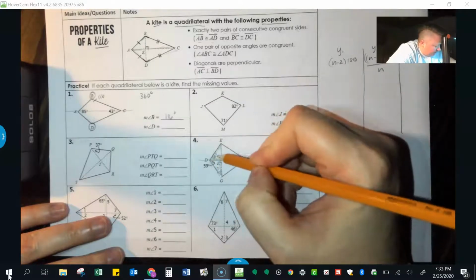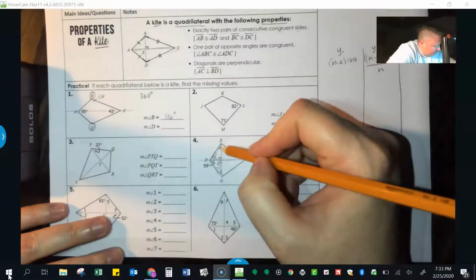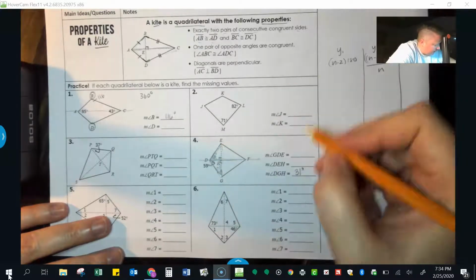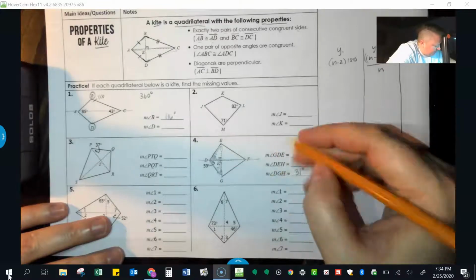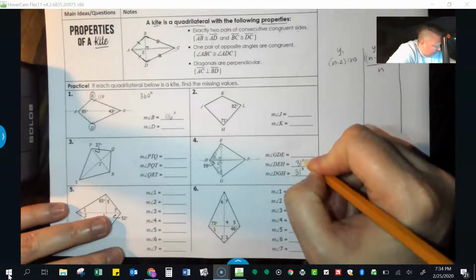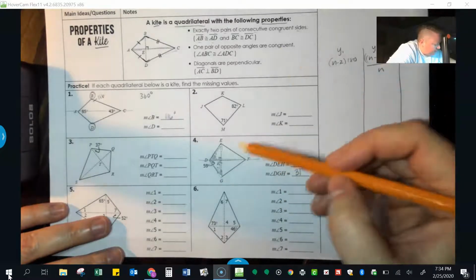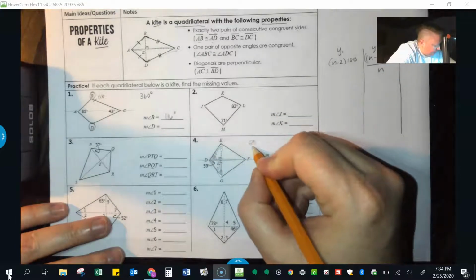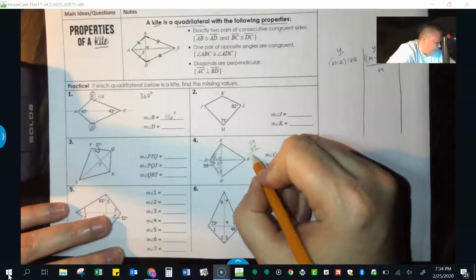Well, if this is 59 and this is 90, this is also 31, like this one, because 59 plus 31 plus 90 is 180. So DEH is 31 degrees. And then finally, GDE is going to be 59 times 2, which is what? 118.